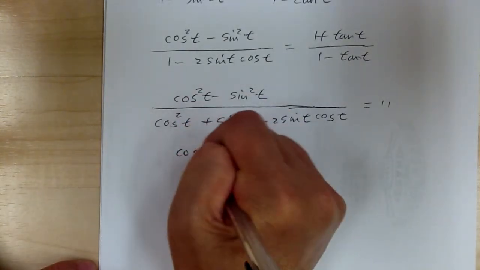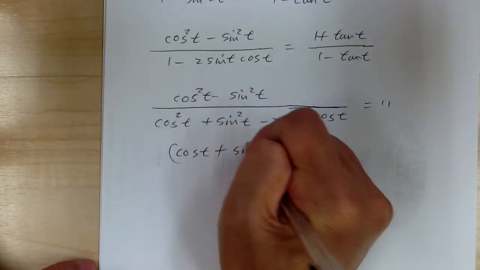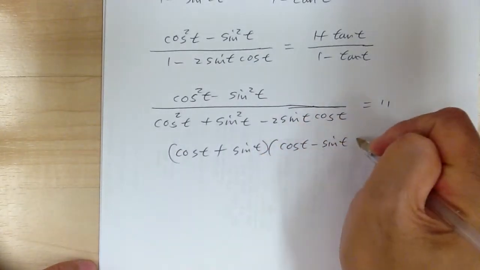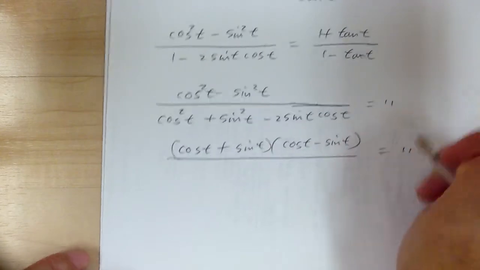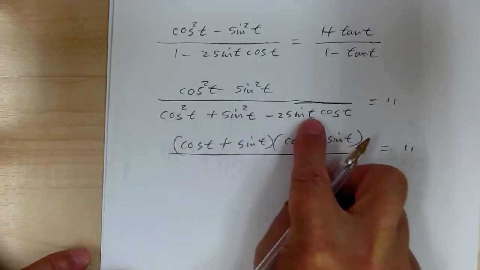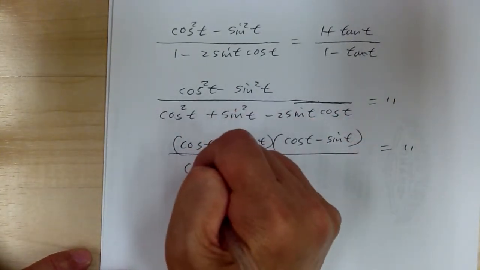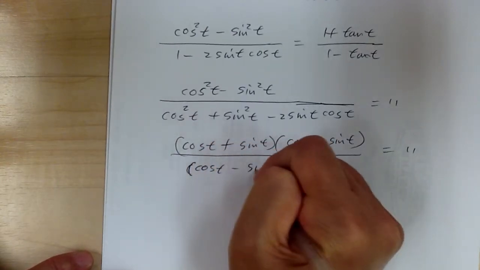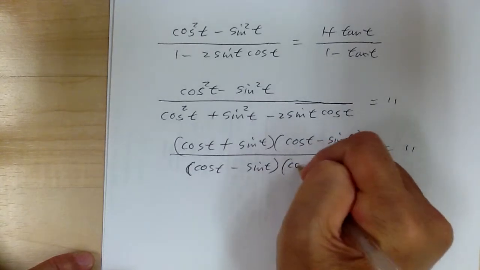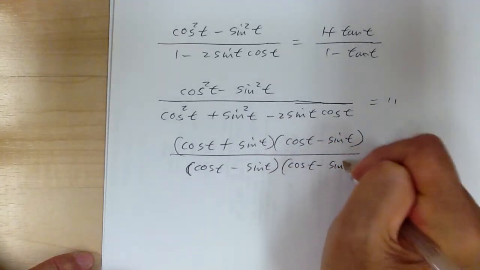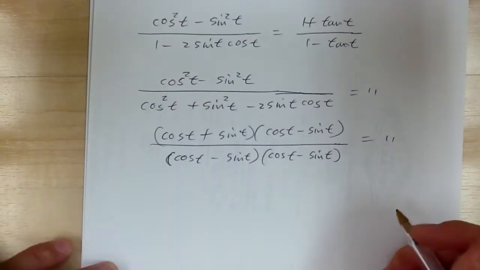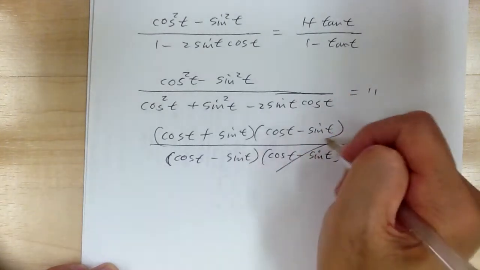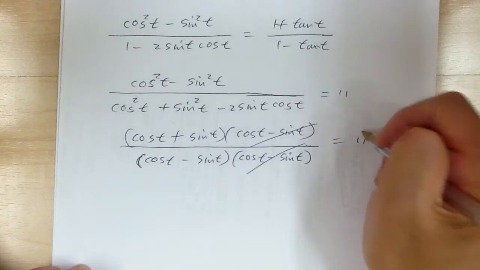So you're going to get cosine t plus sine t, cosine t minus sine t. On the bottom, this is a perfect square for subtraction, so you're going to get cosine t minus sine t, cosine t minus sine t. So you have to really know your factoring. Okay, and then this is going to cancel out. I'm going to write this over here.